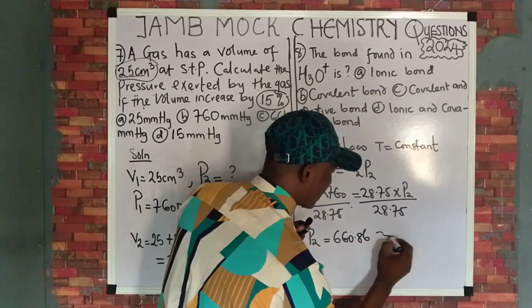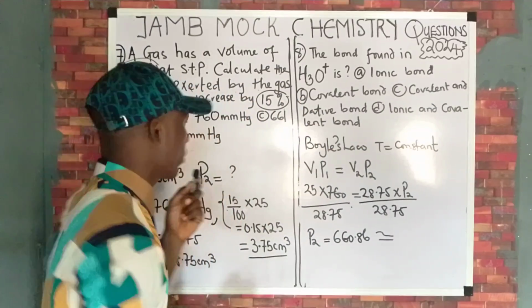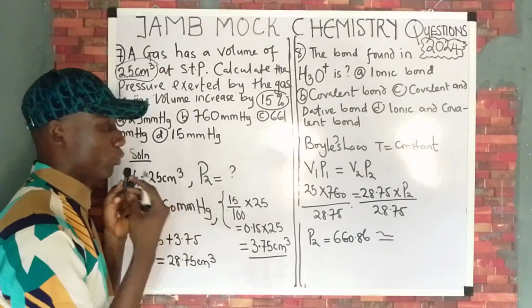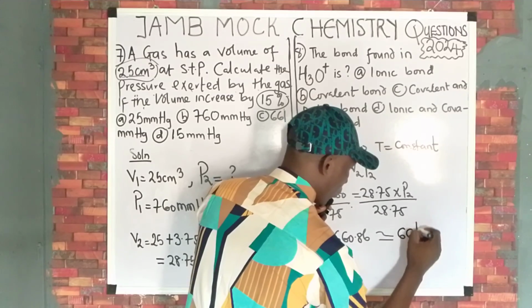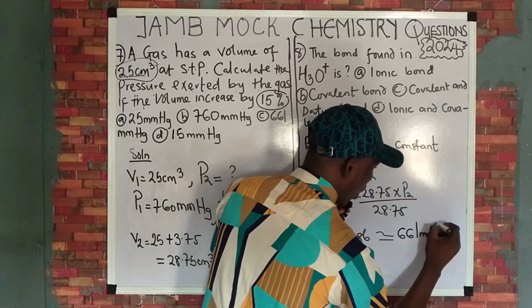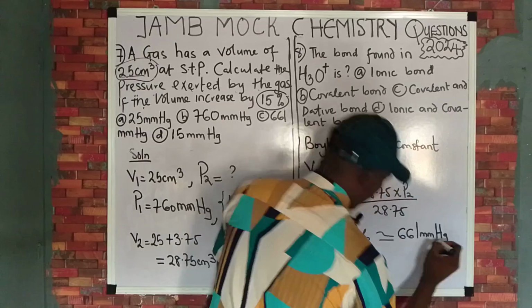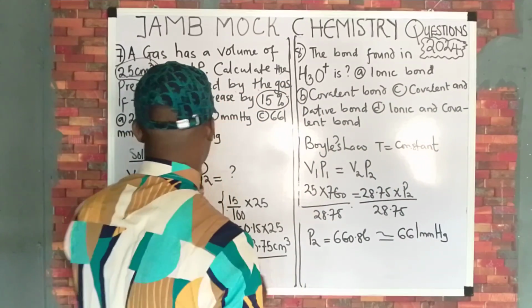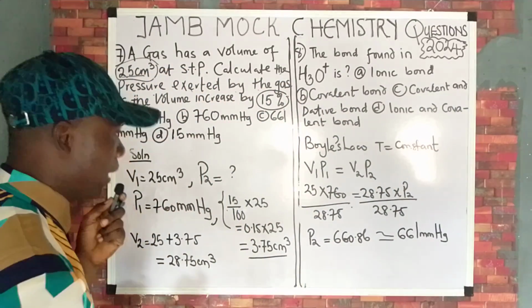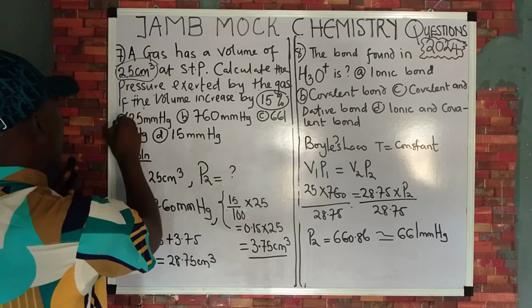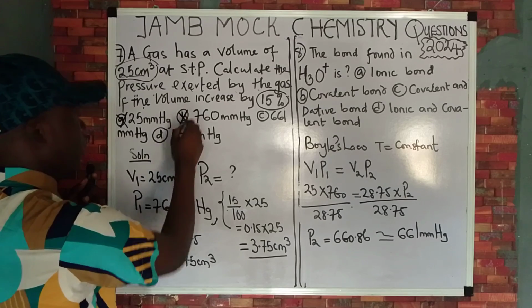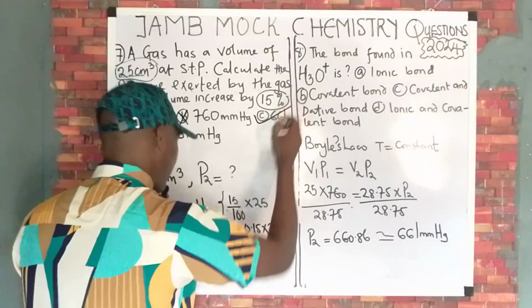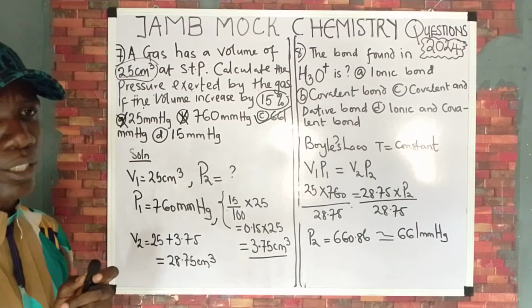660.86. And I guess that's approximately equal to 661 millimeter of mercury, because if you look at the options, they are all given to you in whole numbers. So let us go to the options and see our answer. Our answer is not A because you have 25. Our answer is not B. Our answer is C. Now that is interesting.